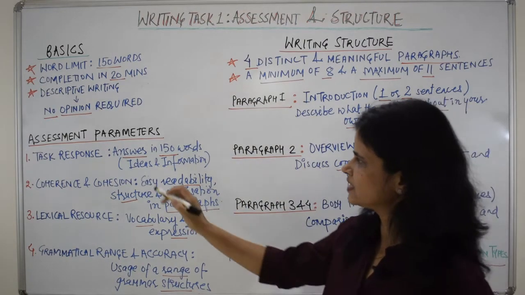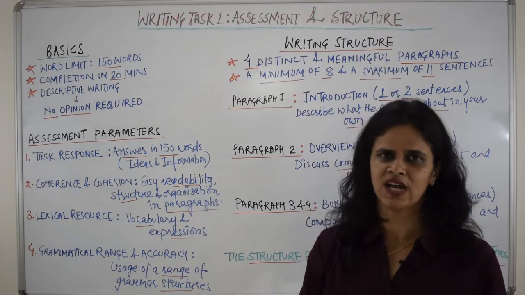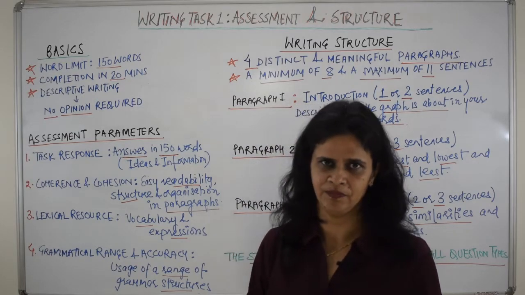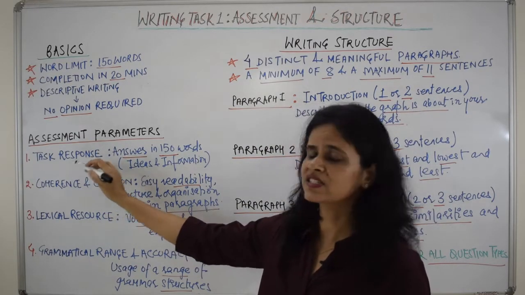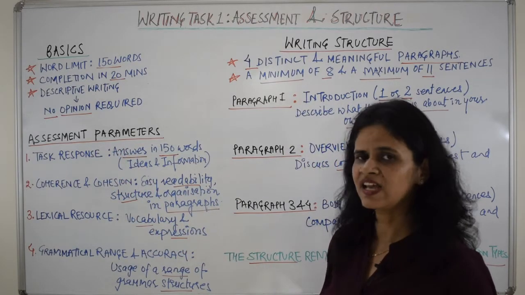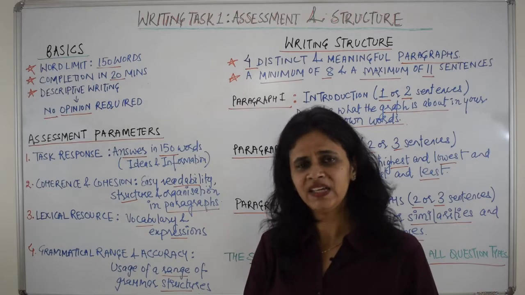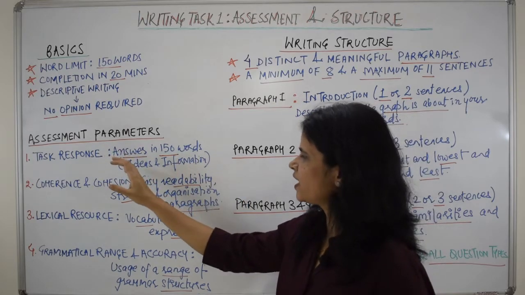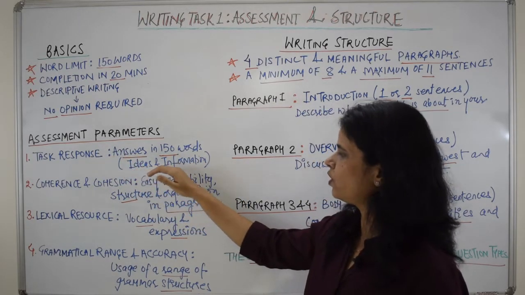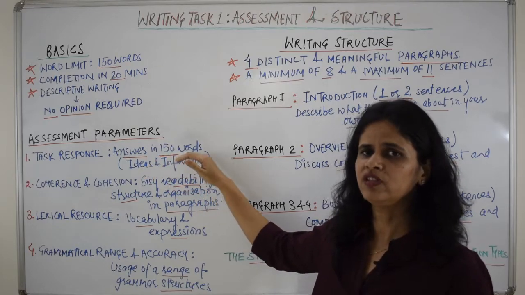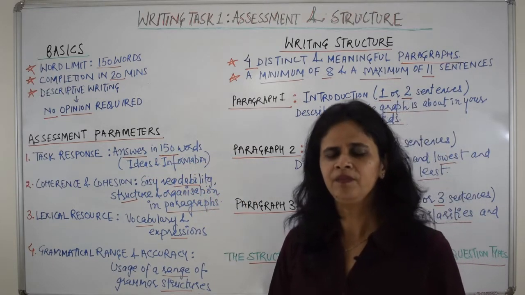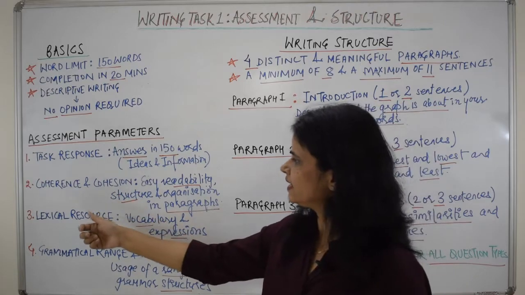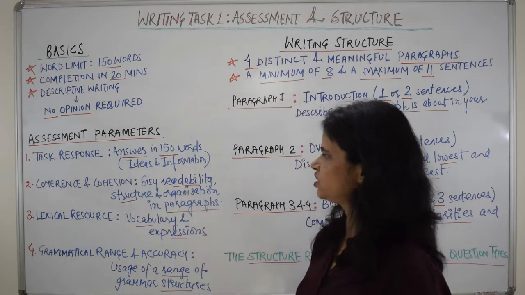Now talking about the assessment parameters, how is task 1 assessed? So task 1 is assessed on 4 different criterion. Right, the very first being task response. Task response means that you should be able to answer ably in 150 words, not less than 150 words, and it checks your answer also for the kind of ideas you have put in and for the information you have given. Meaning that in 150 words, are you able to answer well? Correct.